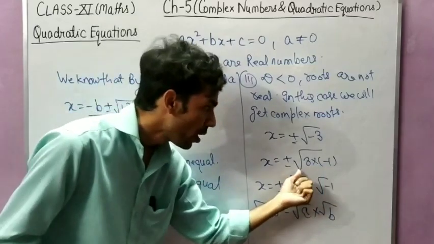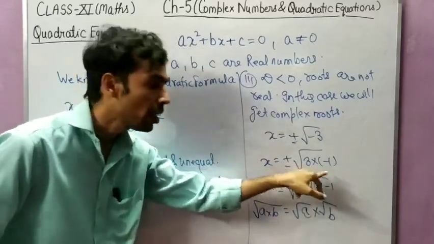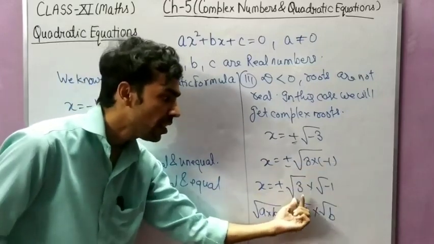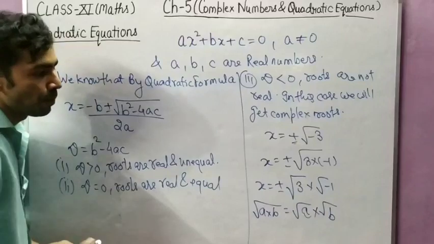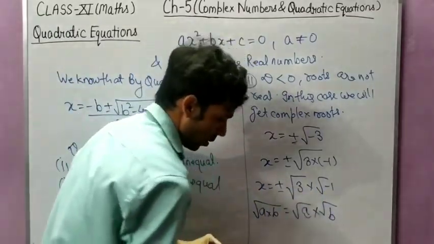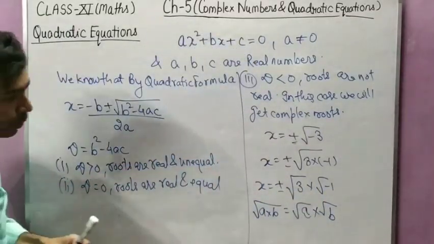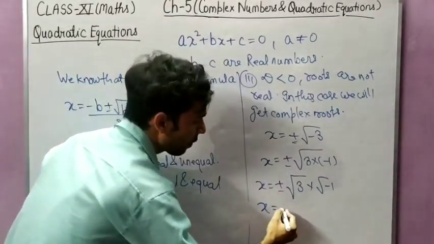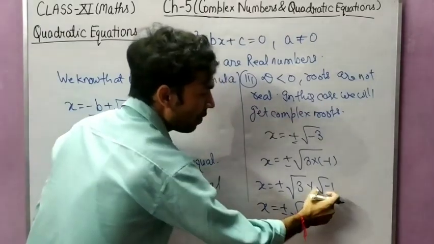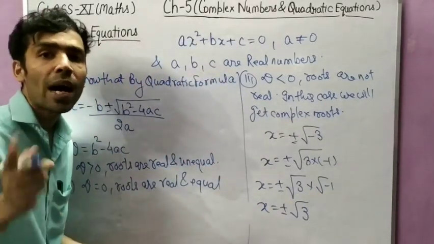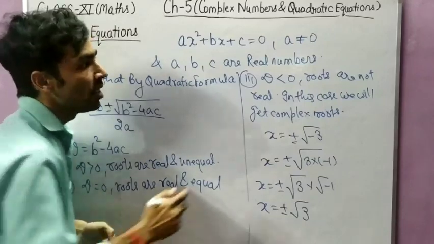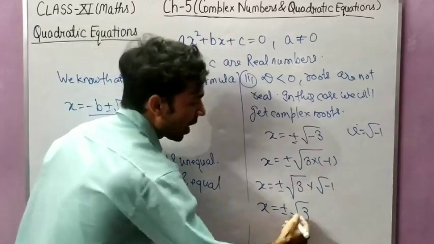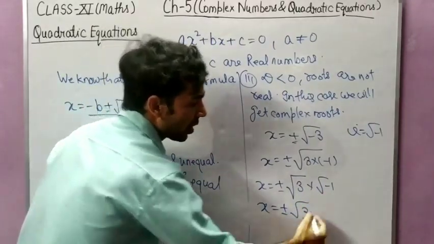So you can see, when I see under root 3 into minus 1, this formula can be applied, so I have written it separately. I hope it is clear to you. Now you can see the value of x is plus minus under root 3 and the value of under root minus 1 is i. I told you in the first class that the value of i is equal to under root minus 1. So from here, in place of under root minus 1, we write i.